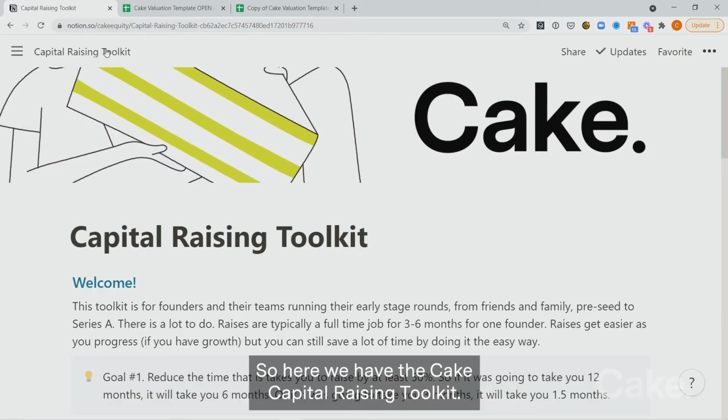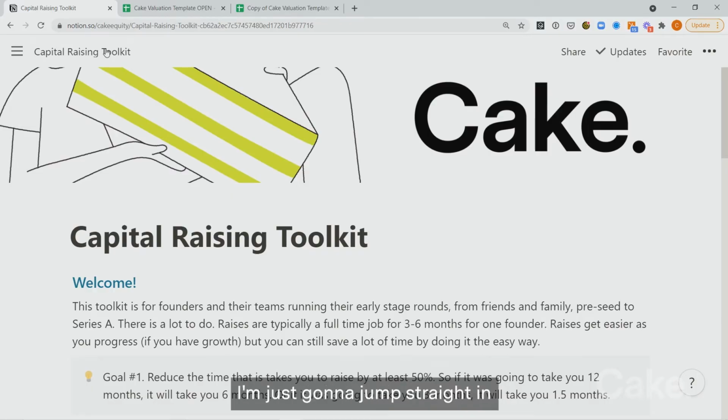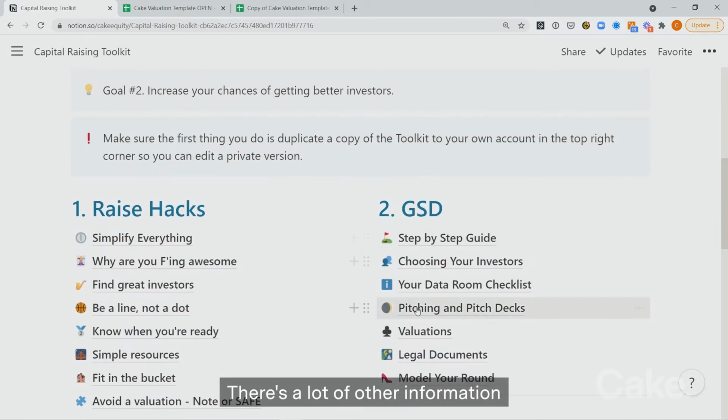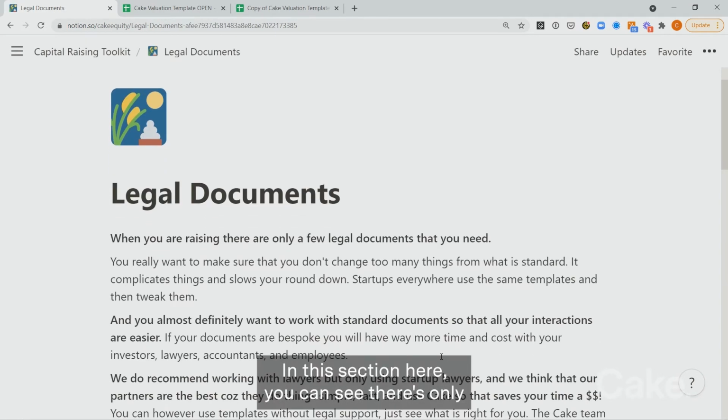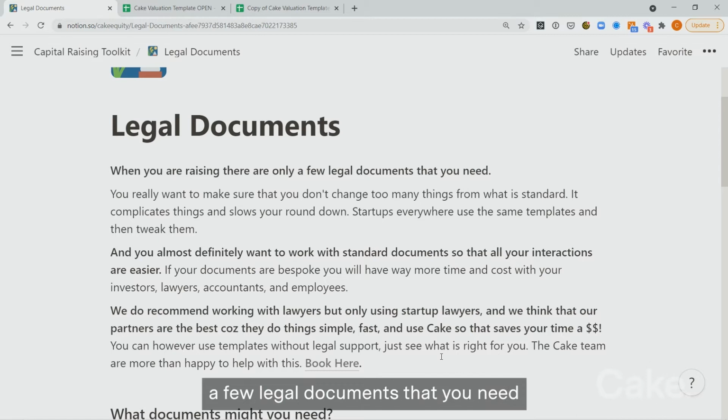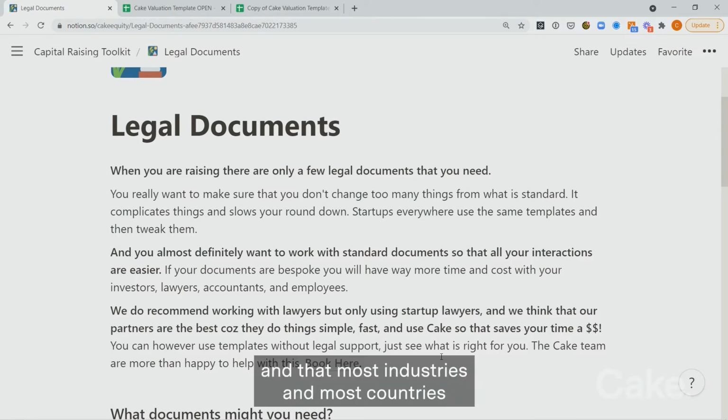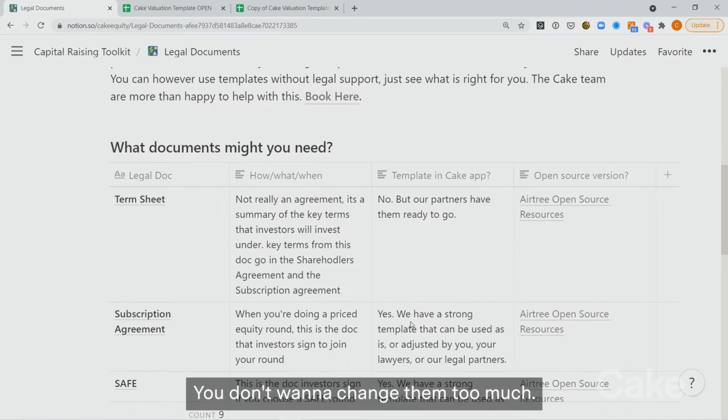So here we have the capital raising toolkit. I'm just going to jump straight into the legal document section. There's a lot of other information in here for you to check out. In this section here, you can see there's only a few legal documents that you need, and most industries in most countries have worked out a standard set of documents. You don't want to change them too much.